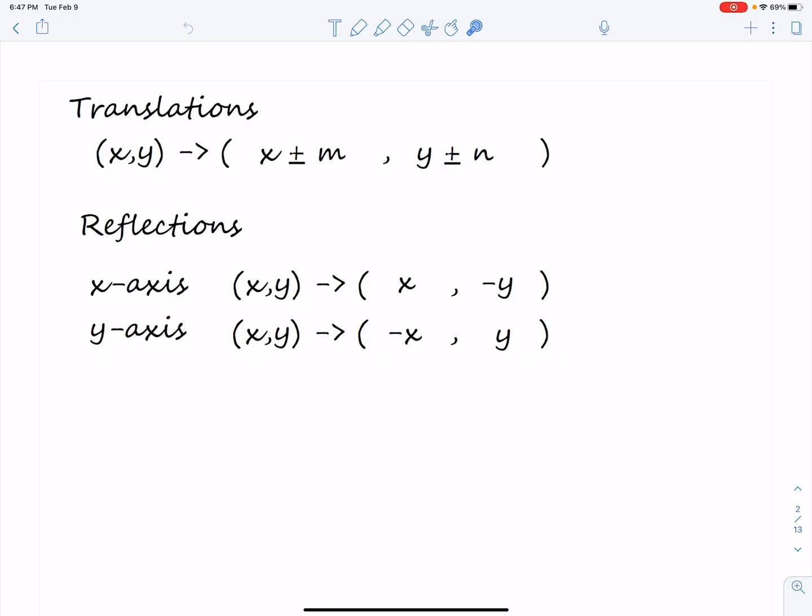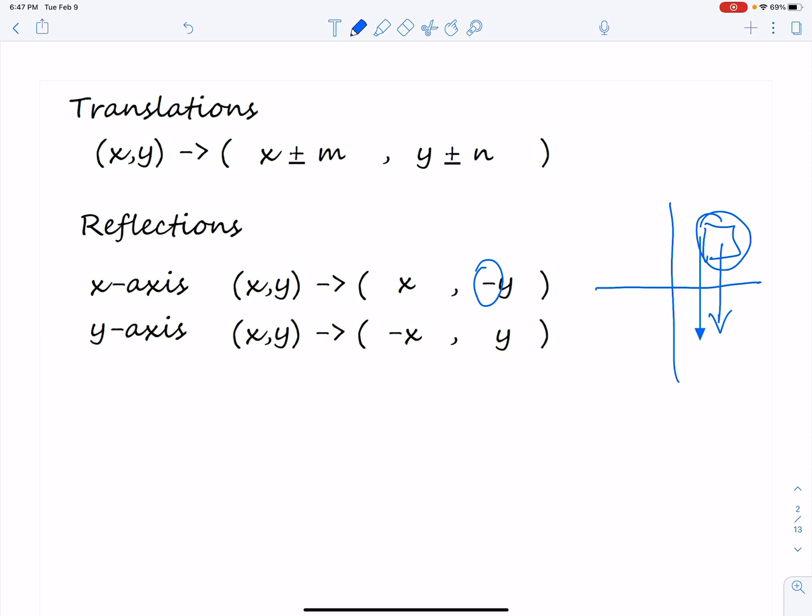Reflections are flipping things over the axes. Thank goodness that's all we have to do. So if you had a coordinate grid and I had a shape right here in quadrant 1, if I want to reflect this over the x-axis, that means I'm going to be flipping it over the x-axis down this direction. So if we reflect over the x-axis, our shape is really moving up and down the y-axis. So our y is going to change signs.